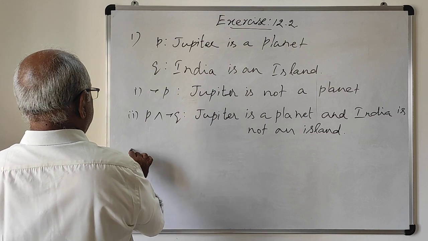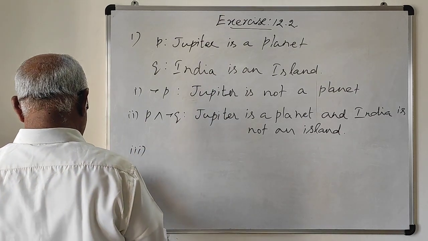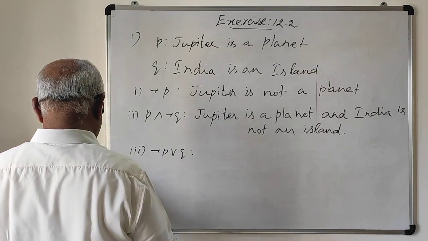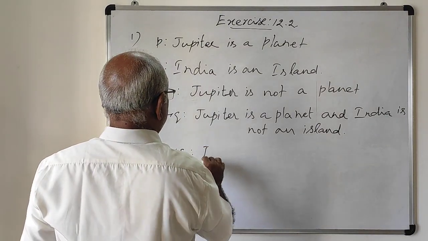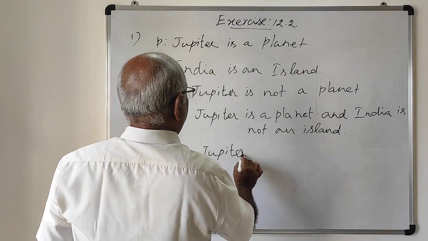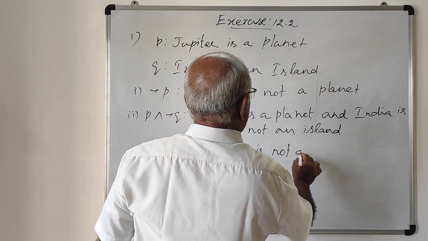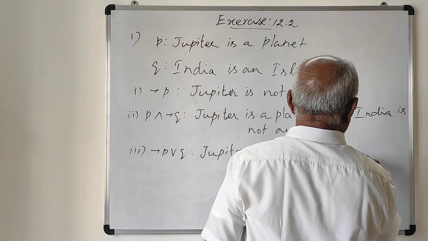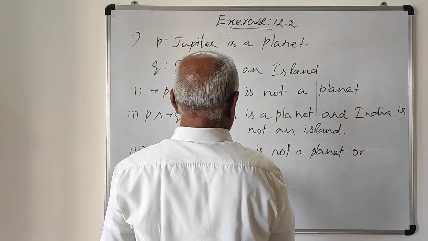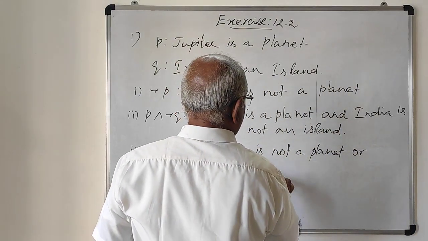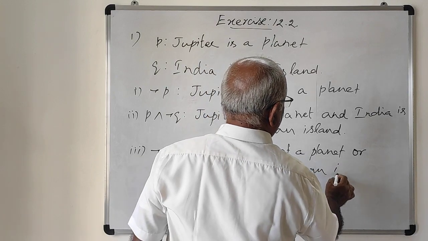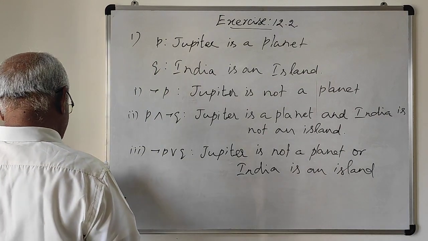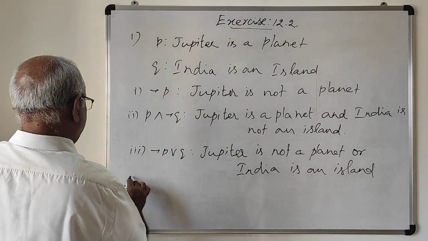Next, the third one: negation P disjunction Q. Negation P is Jupiter is not a planet. Disjunction means or. Q, India is an island. This is the third problem.